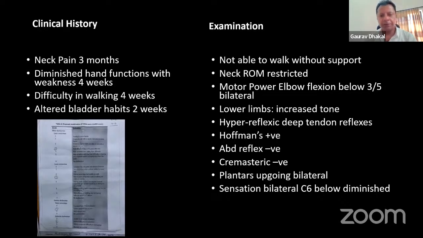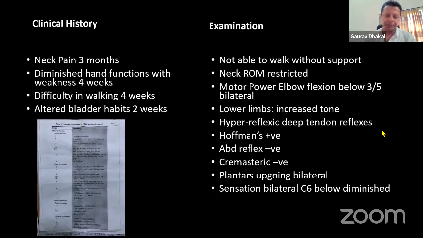On examination, the patient is not able to ambulate independently, and he needs a considerable amount of support to walk. The neck range of motion is restricted in flexion and extension. Motor power from elbow flexion below is 3/5 bilaterally, and the lower limbs are spastic with increased tone. All the deep tendon reflexes are hyperreflexive, except the elbow reflexes, which are diminished bilaterally, and the brachioradialis is inverted. Hoffman's is positive, abdominal reflexes are negative in all quadrants, cremasteric is negative, and the plantars are upgoing bilaterally, and sensation is diminished C6 below.